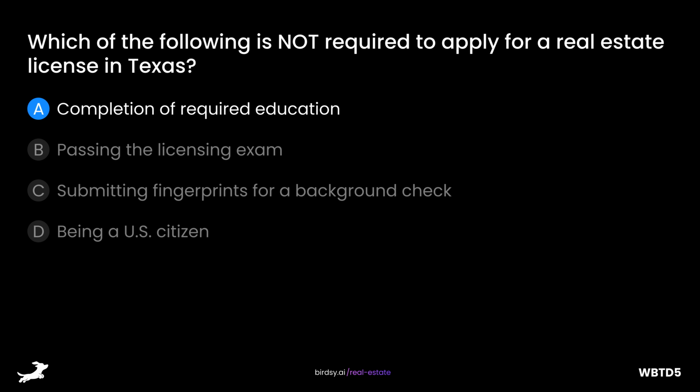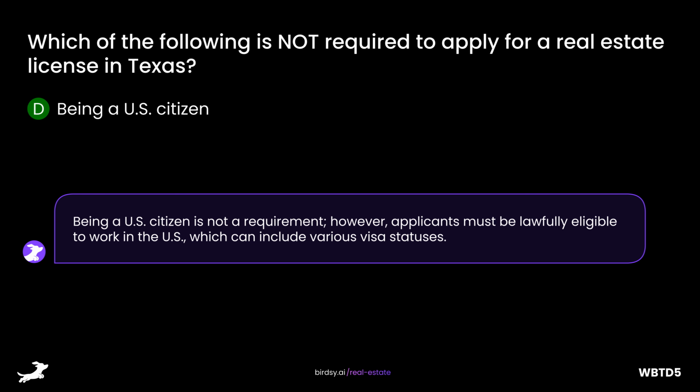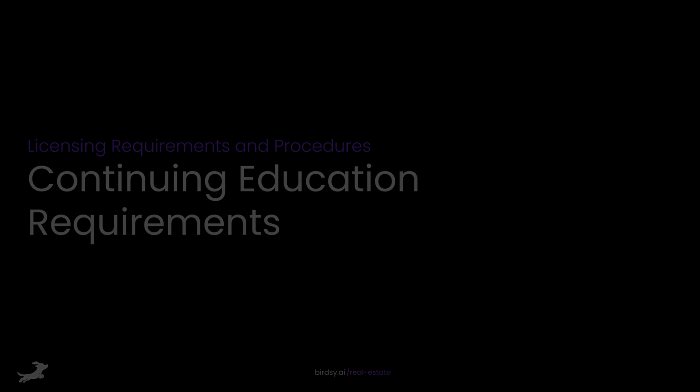Is it A, completion of required education, B, passing the licensing exam, C, submitting fingerprints for a background check, or D, being a U.S. citizen? The answer is D, being a U.S. citizen. Being a U.S. citizen is not a requirement. However, applicants must be lawfully eligible to work in the U.S., which can include various visa statuses.